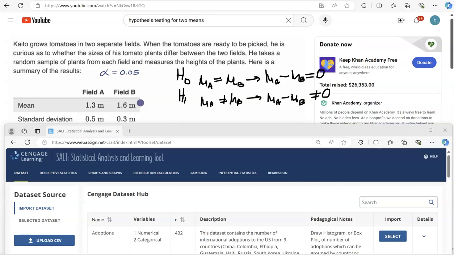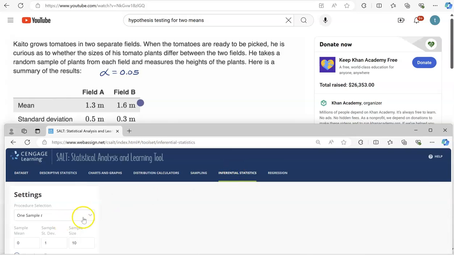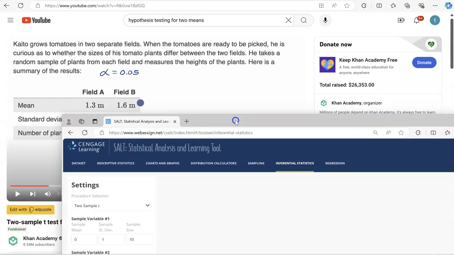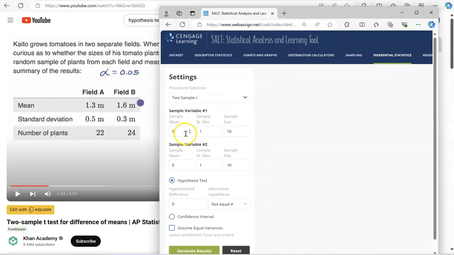So we are going to go to SALT. Inferential statistics, we are going to look at a two sample. Let me see if I can move everything over here so we can see everything together. Our first one, the mean was 1.3, the standard deviation is 0.5, number of plants was 22, and then we had a 1.6 here, and a 0.3, and a 24.